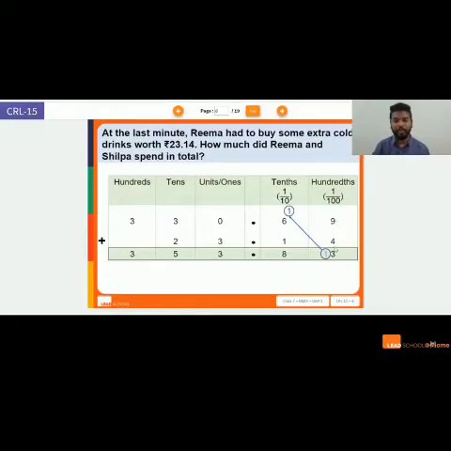9 hundredths plus 4 hundredths is 13 hundredths. All right. So I can't have double digit here. So I will move 10 hundredths to tenths. Here is a little different. I have 9 hundredths plus 4 hundredths, that is 13 hundredths.